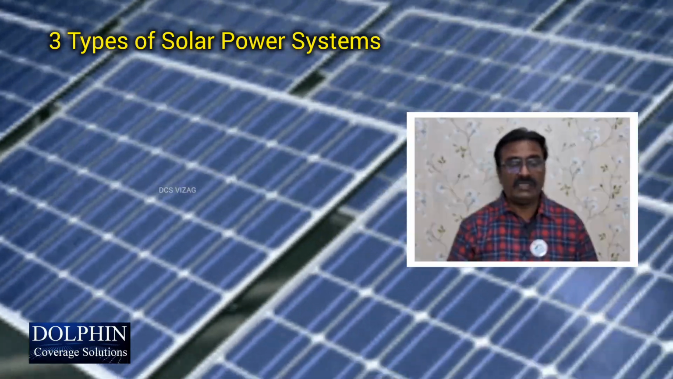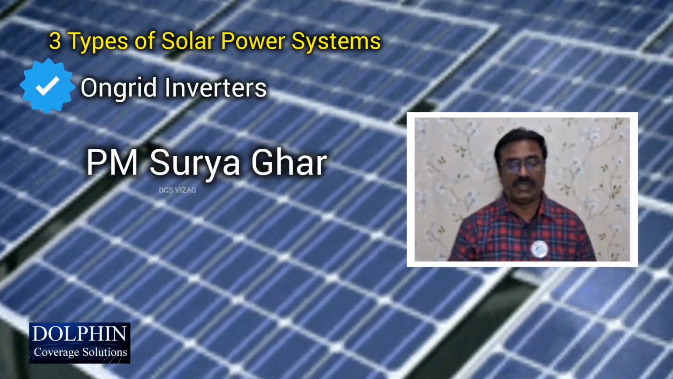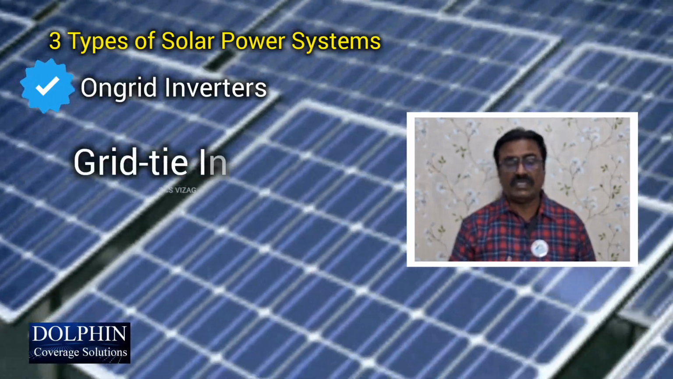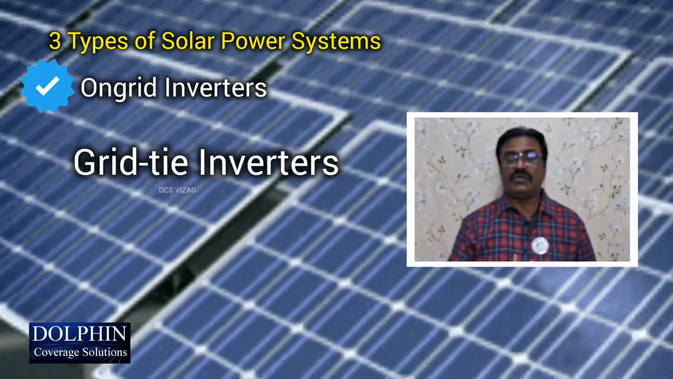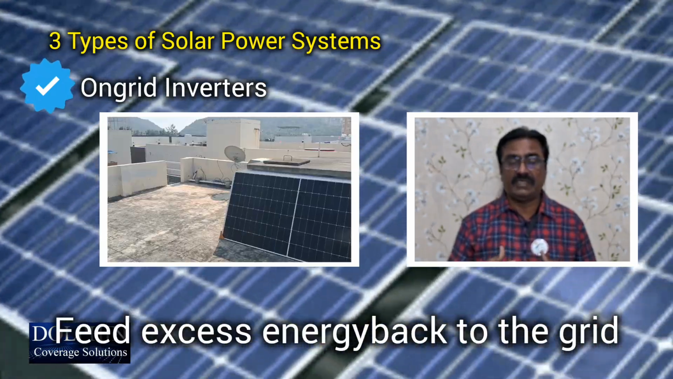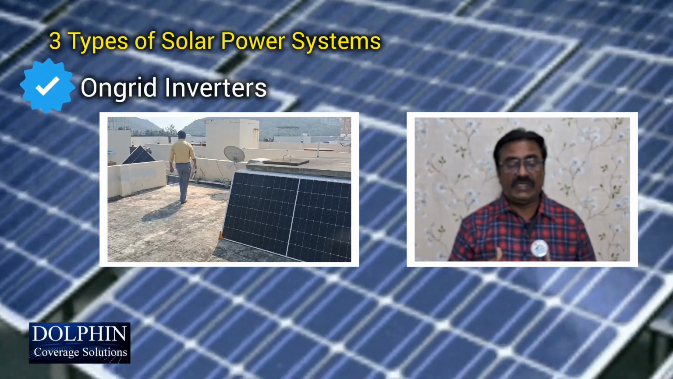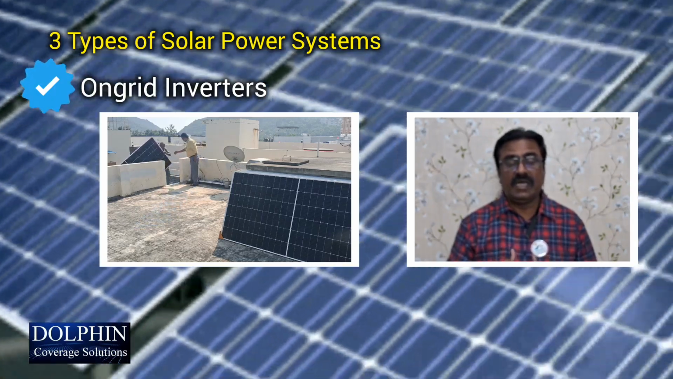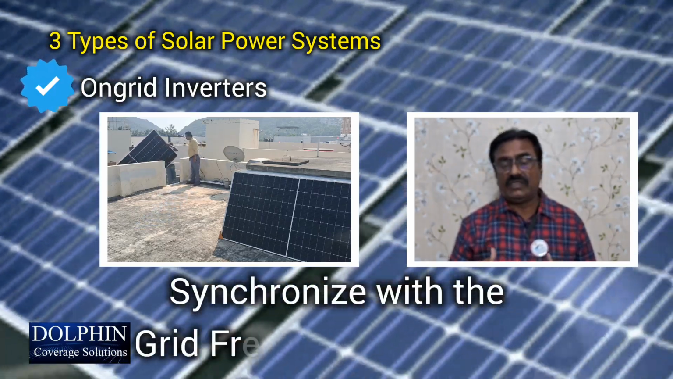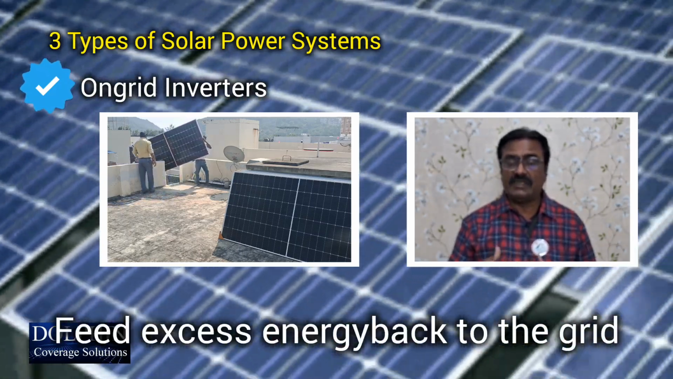Now coming to the on-grid inverters, which are more popular by the name of PM Surya Ghar Muft Bijili Yojana. On-grid inverters, also known as grid tie inverters, are designed to operate in conjunction with the grid. They feed excess energy back to the grid and provide power to the load during the day. The various features of the on-grid inverters: they synchronize with the grid frequency and voltage. They can provide net metering, allowing you to sell the excess energy back to the grid.